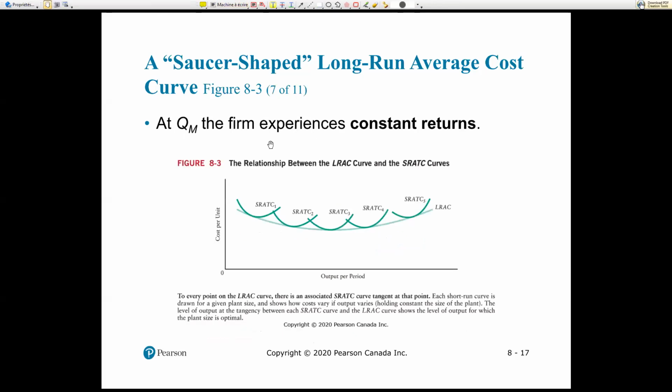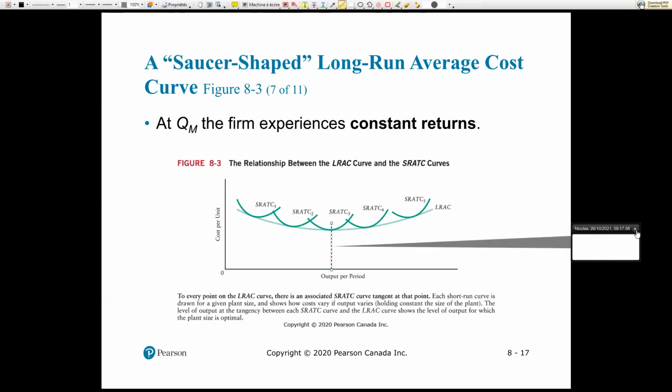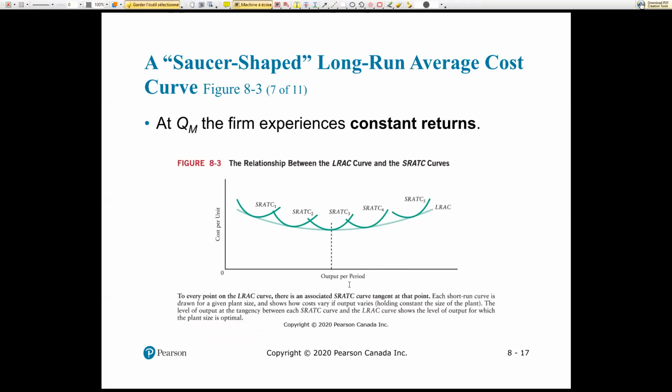Okay, and at QM, the firm experiences constant returns. So I can put QM here again. I have a question. The cost per unit is the cost of production. Yes. Okay, thank you. So why do we see it's constant return? Because what happens here is if I increase my output, then the cost per unit stays constant.